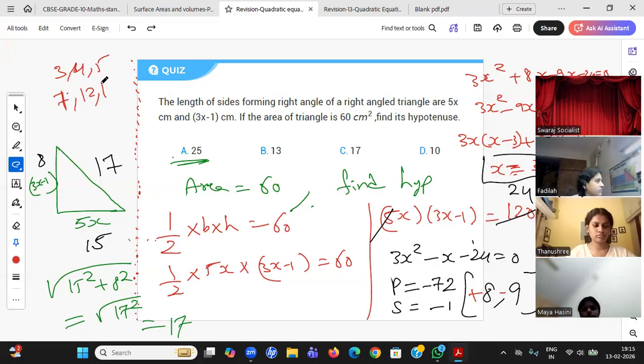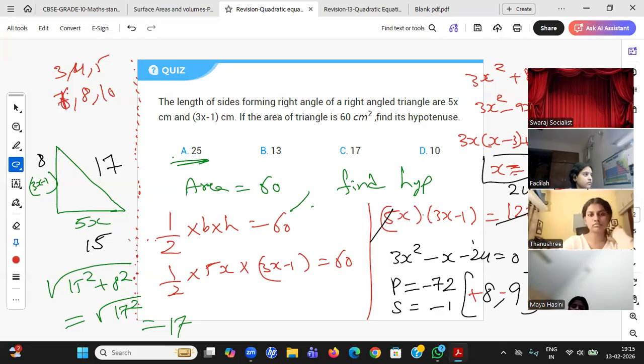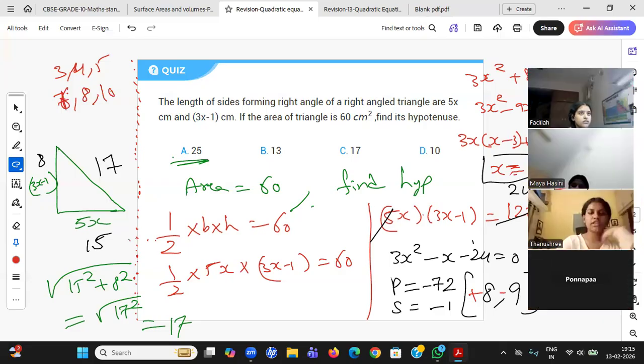So 5 or 6 I have given during the regular session. 6, 8, 10. Right answer. 6, 8, 10. Pythagoras triplet. Okay. So Tanushri understood, beta? Yes, sir.